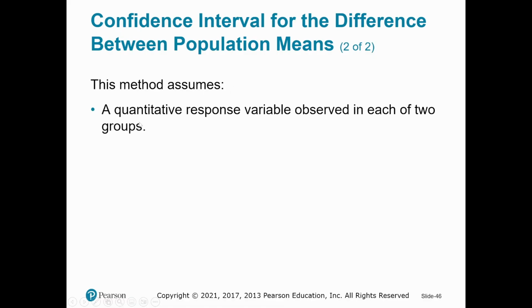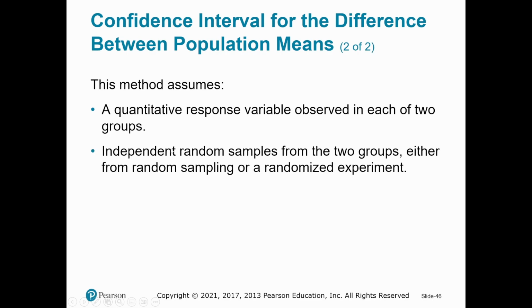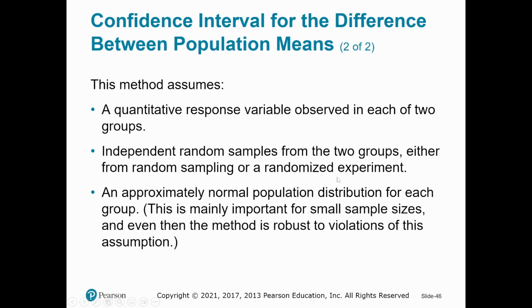So this method assumes a quantitative response variable observed in each of the two groups, obviously. Independent random samples, I already talked about that, from the two groups, either from random sampling or a randomized experiment, already talked about that, and an approximately normal population distribution for each group, already talked about that. This is mainly important for small sample sizes.